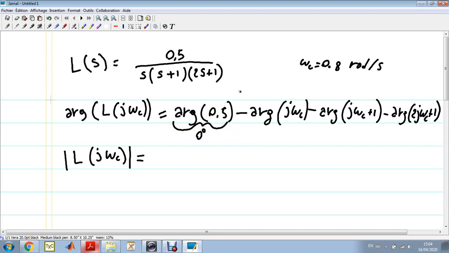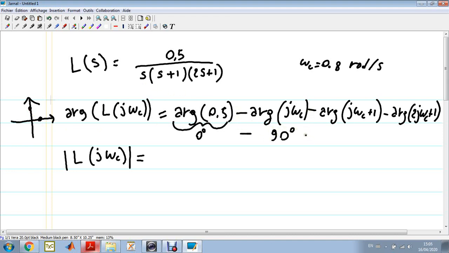It is located basically on the real axis of the complex plane. This is the argument of a purely imaginary number, and if omega c is positive, then this is 90 with a minus sign in front, 90 degrees. Just to be clear, if this is the complex plane, the 0.5 is located here, so 0 degrees, and j omega c is located here, 90 degrees, with a minus sign due to the fact that it is at the denominator.